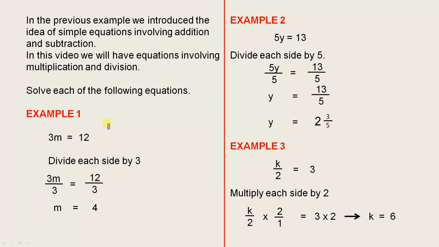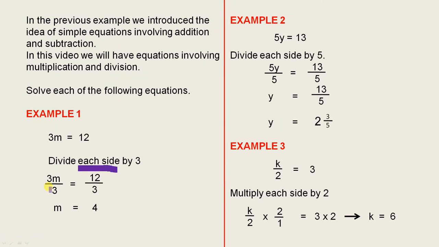The first example, 3m equals 12. Here we have multiplication. Now the inverse operation of multiplication is division, so we divide each side by 3. Notice I said divide each side by 3. Remember in the previous video, whatever we do to one side, we do to the other side to keep the equation balanced. So that's exactly what I've done here. I've divided the left-hand side by 3 and the right-hand side by 3.